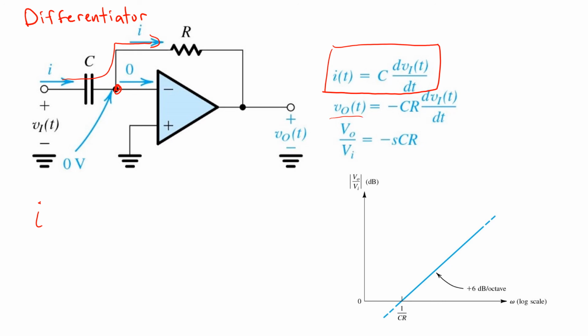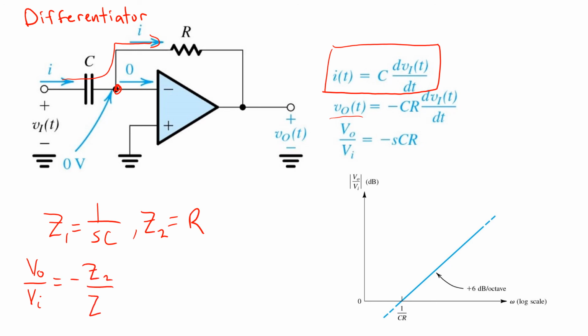This could also have been found by a straightforward phasor analysis where the impedance Z1 is 1 over SC, and Z2 is equal to R. In that case, the ratio of negative Z2 over Z1 would give us negative SCR.